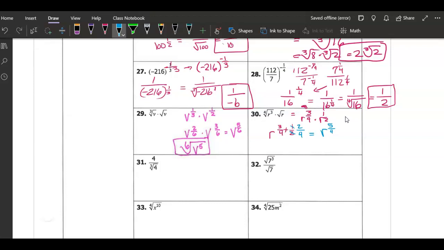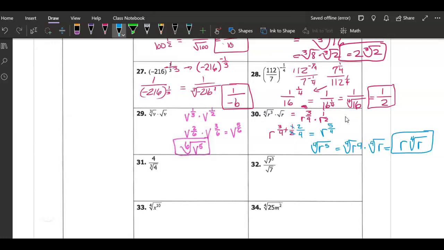All right, and so that means that I have the 4th root of r to the 5th. That can be factored as the 4th root of r to the 4th times the 4th root of r. R to the 4th is just r, and this can't be simplified any further, so the 4th root of r. That would be your answer there.